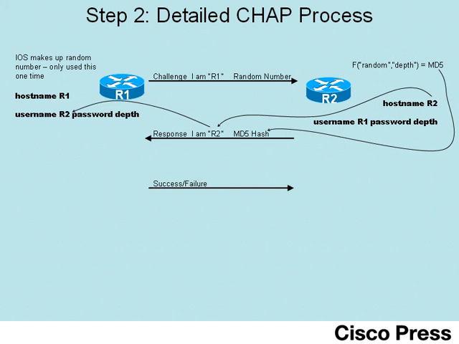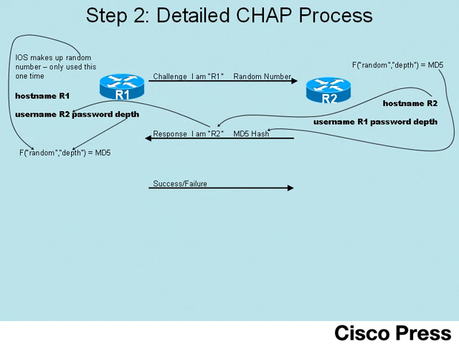So R1 will take a look at the response message's hostname, which says R2, find R1's username R2 command to find the password. It'll feed that password into the MD5 mathematical formula. Also, it'll use the random number that R1 had already generated. R1 doesn't need to see that in the response message because R1 made up that random number in the first place. So essentially, R1's doing the exact same math with the exact same two input values as R2.